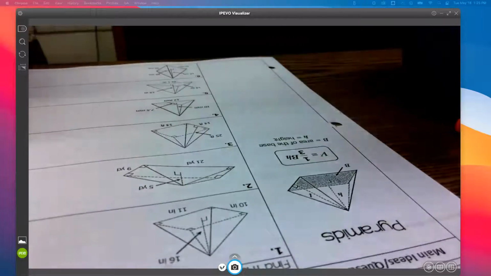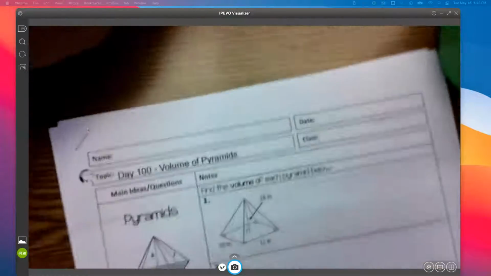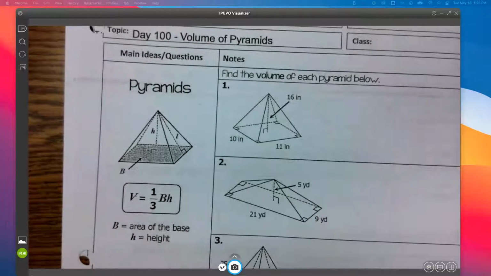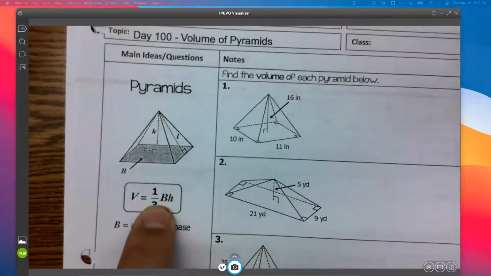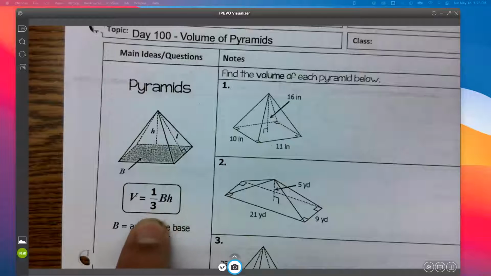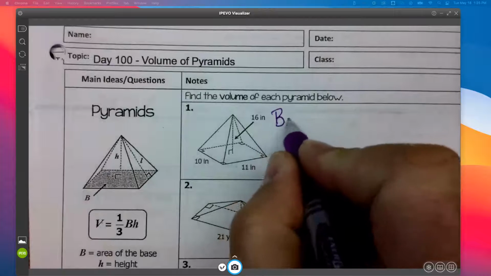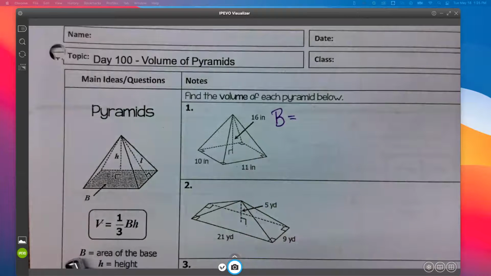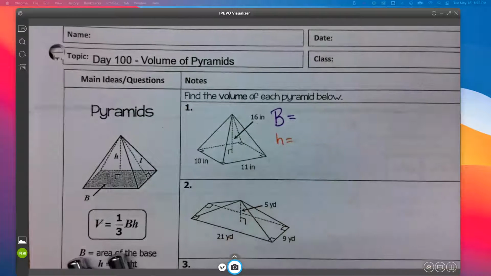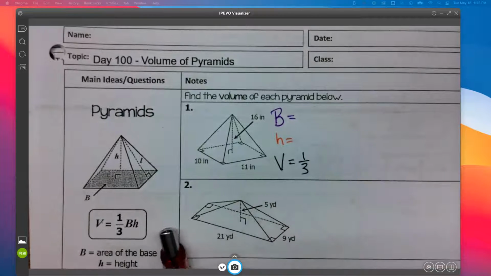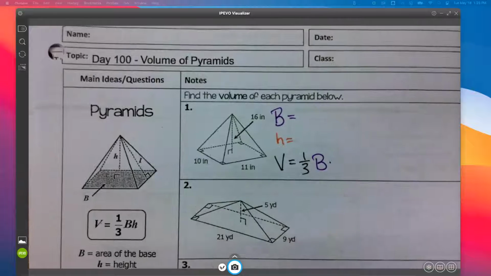So what we see is that the volume of a pyramid is 1/3 the volume of the corresponding prism. So in other words, whereas we've been using before, volume is capital B times H, now we just got to stick a 1/3 in front of it. Otherwise, it's the exact same process. So we're going to put a big B up here. We're going to put an H up here. And the volume is equal to 1/3 of B times H.